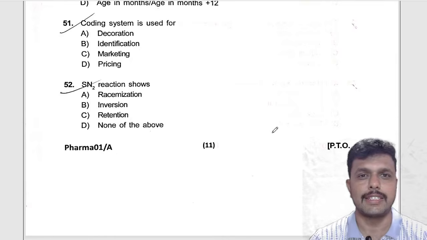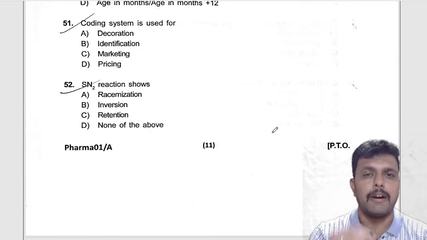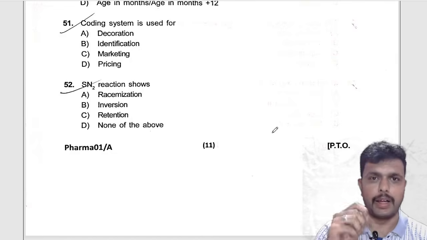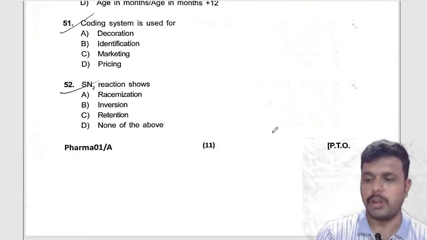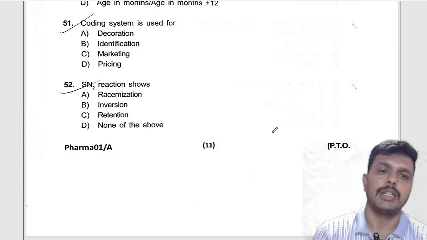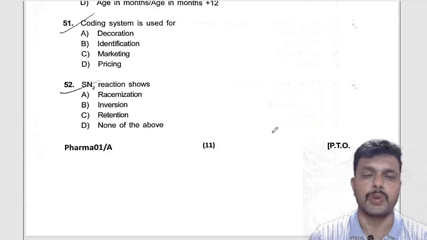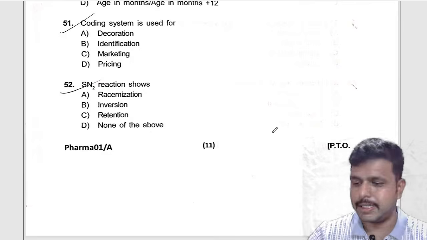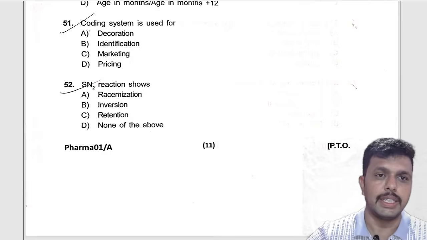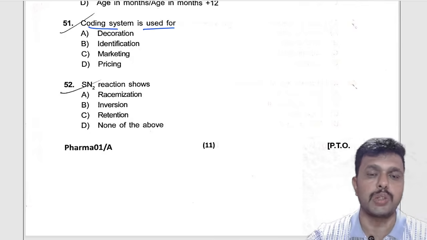Yes, in the last class, we already completed 50 MCQs from the KSCCF Pharmacist question paper. In this video, we will continue with the remaining part. We will start solving the questions from number 51. Question 51 is: a coding system is used for.